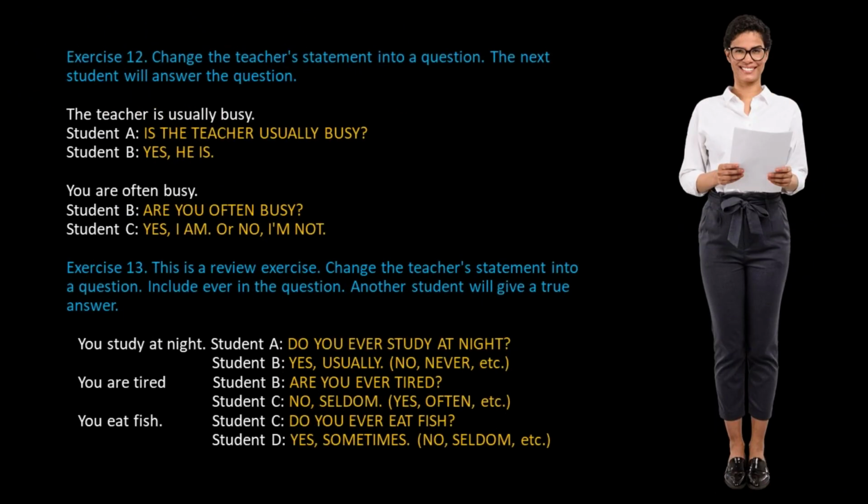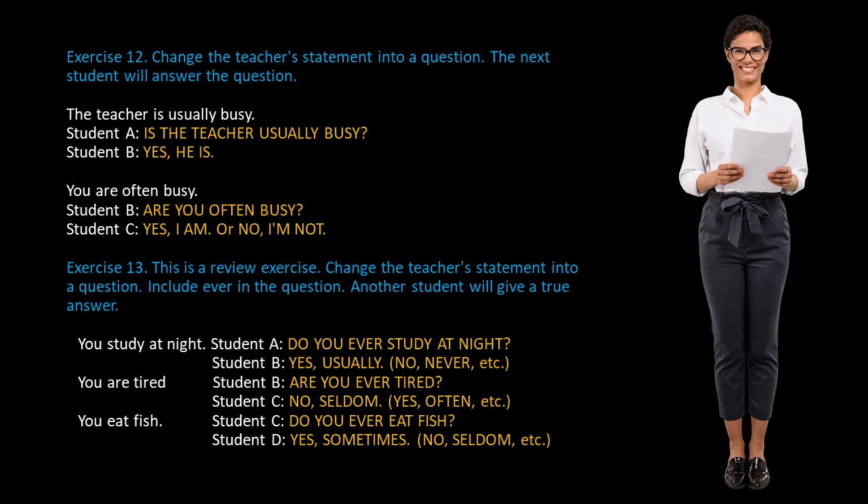Exercise 12 and 13. Exercise 12. Change the teacher's statement into a question. The next student will answer the question. For example, the teacher is usually busy. Student A: Is the teacher usually busy? Student B: Yes, he is. You are often busy. Student B: Are you often busy? Student C: Yes, I am. Or, no, I'm not.